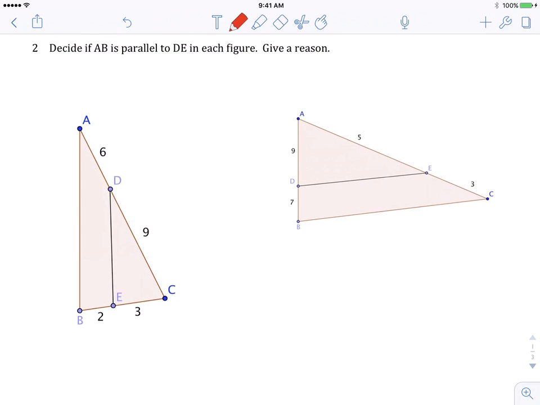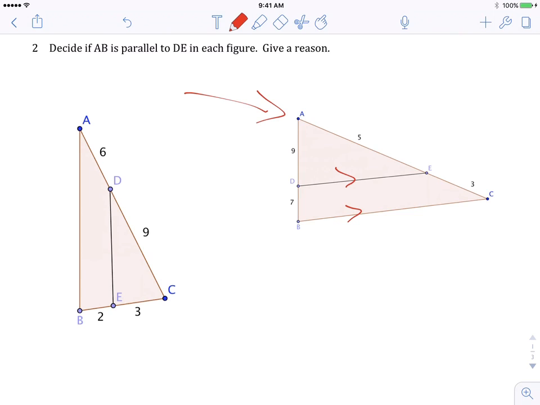Here is an example of one of the learning goals you learned yesterday, and that is when you join the midpoints of two sides of a triangle, you create a line that is automatically parallel to the third side. This one's been rotated, so I'm going to start with this one, it's a little easier. This line and this line would be parallel if and only if this is in fact joining the midpoints of AC and AB.